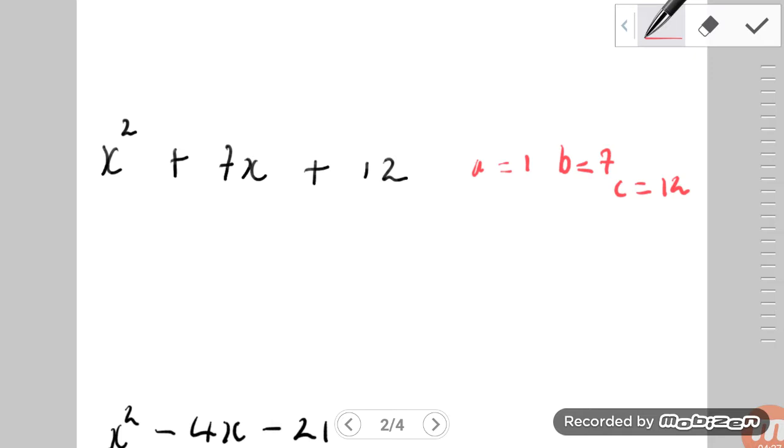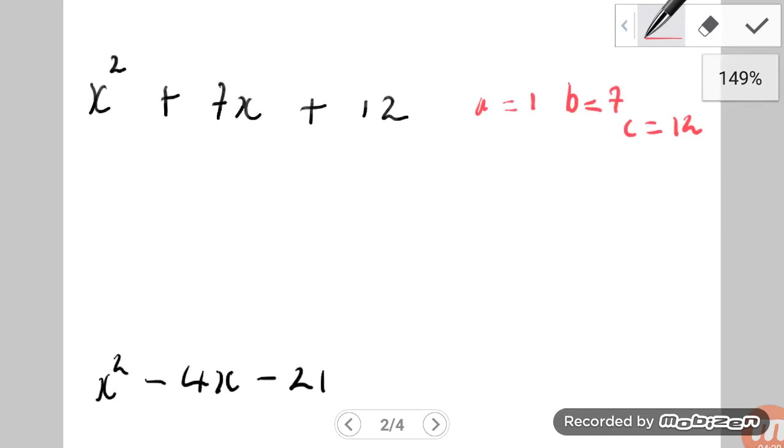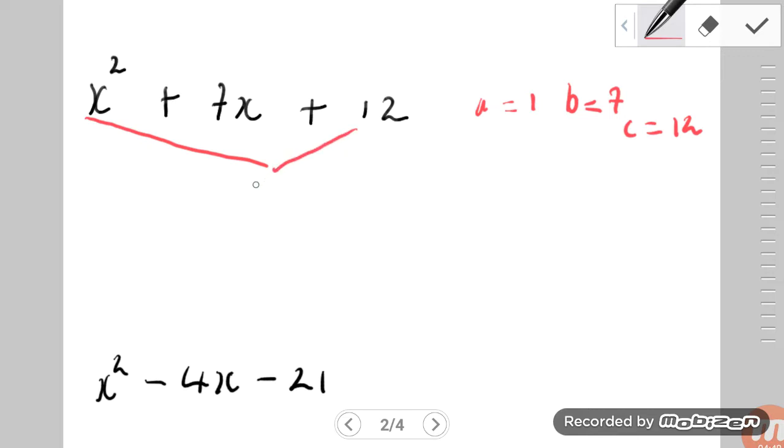So let's get back over here. Next thing that we're going to be doing is finding the product of A and C. So here I like to draw lines. I'll just draw here. That's the coefficient of x squared multiplied by the constant here. That is 1 multiplied by 12, which is going to give us 12. Now, of course, step 2 is where we're going to be listing the factors of the AC product.